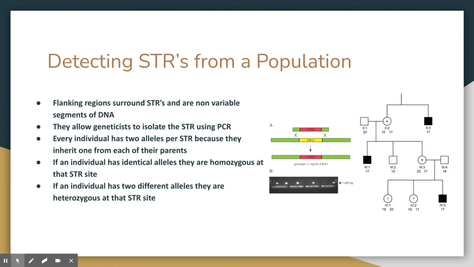DNA STRs are surrounded by non-variable segments of DNA known as flanking regions. Flanking regions are essential because knowing their sequences allows geneticists to isolate the STR using PCR. Every individual has 2 alleles per STR because they inherit one from each of their parents. If an individual has identical alleles, they are homozygous at the STR site. If an individual has 2 different alleles, they are heterozygous at the STR site. The number indicated on the pedigree represents the number of STR repeats and whether the individual is homozygous or heterozygous.